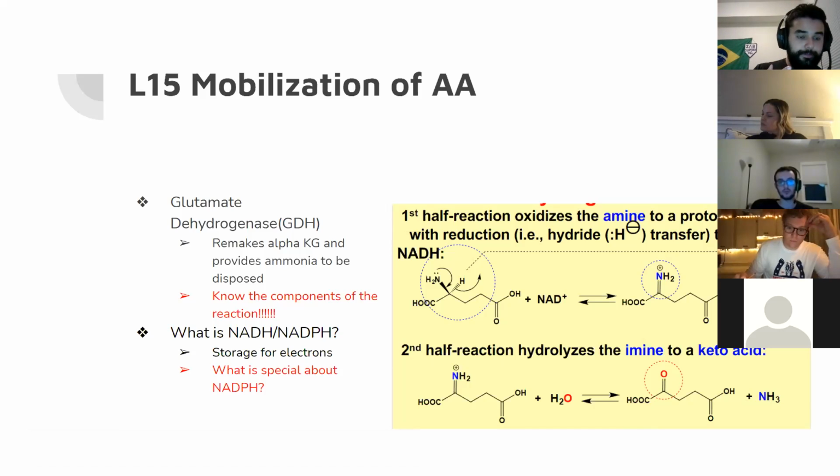Any questions on this? Yeah, just know these components because this is a really important reaction.